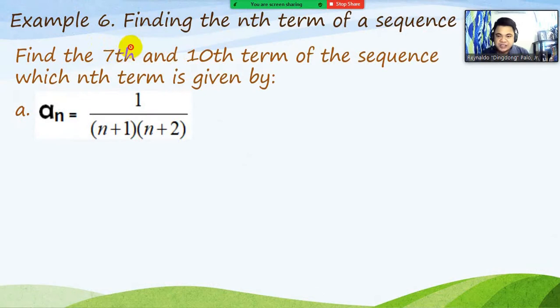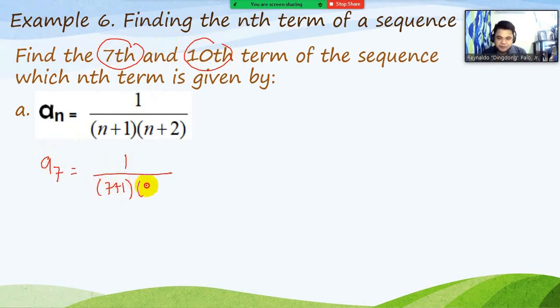So the formula is given and then we are looking for the 7th and the 10th term. So how are we going to do that? Just simply substitute n to 7 and 10. So first is a sub 7, that's the one that we are looking for, equals 1 over 7 plus 1 times 7 plus 2. Then for a sub 10, we have 1 over 10 plus 1 times 10 plus 2.